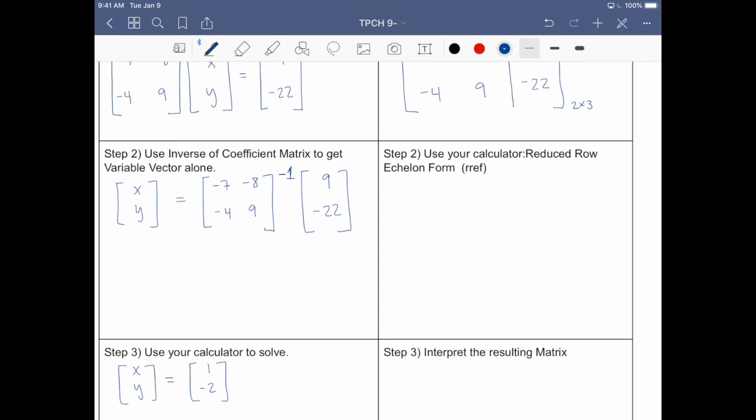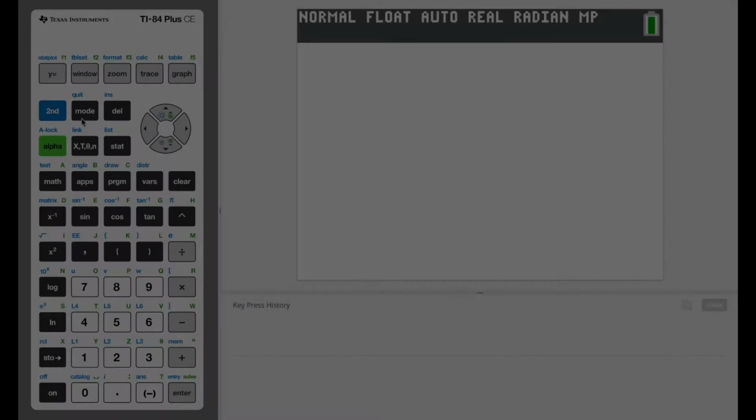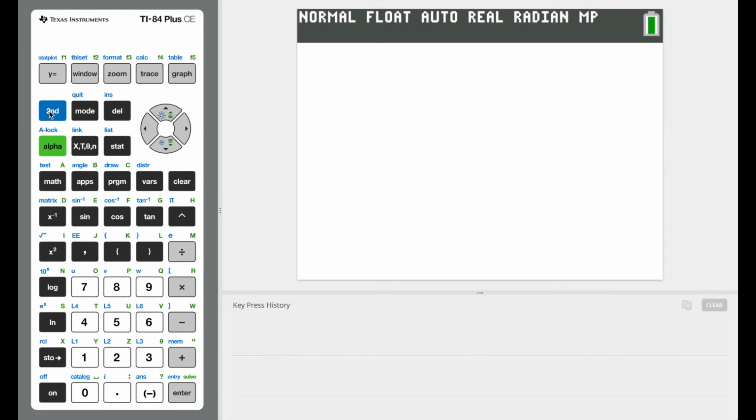Alright, step 2 says we're going to use our calculator and find the RREF function for our matrix. It stands for the reduced row echelon form. I am not going to teach you the process of doing the reduced row echelon form, but I will show you how to find it in your calculator so you can solve systems. So let's try to solve this using the augmented matrix.